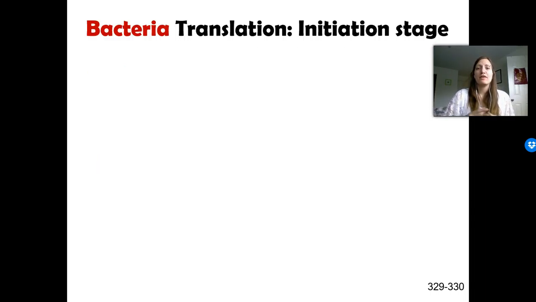So now that we've talked about the components of translation, we talked about tRNA and we talked about ribosomes, we can now talk about translation in and of itself. Now, translation has the same three components as transcription. You first have initiation, then you have elongation, then finally termination. Same three steps in translation, because you need to initiate making that protein, you need to elongate that protein, and then you need to terminate that protein. But this first step is a little bit different in bacteria versus eukaryotes. We'll talk about bacteria first.